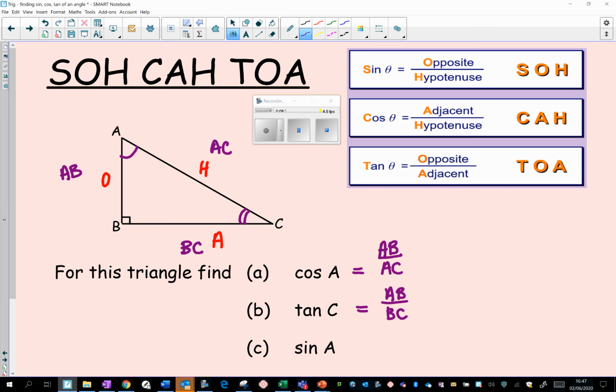Last one, sine A. Well, we're going back to angle A now. So for angle A, remember, the hypotenuse doesn't move. The other two swap over sometimes. So for angle A, which is this one up here, the opposite is BC and the adjacent is AB. And we're being asked to find the sine of A. Well, the sine of A is the opposite divided by the hypotenuse. So that's BC divided by AC.